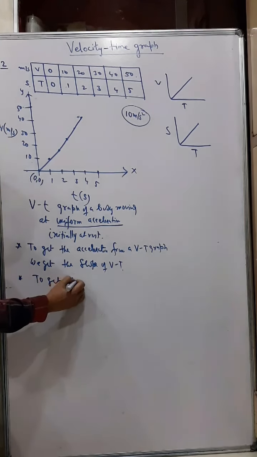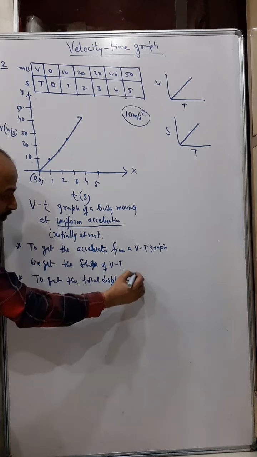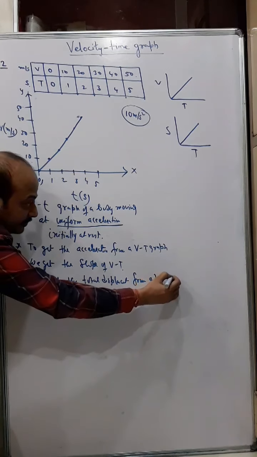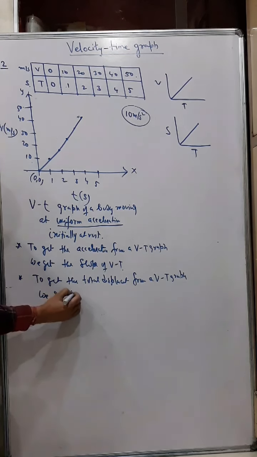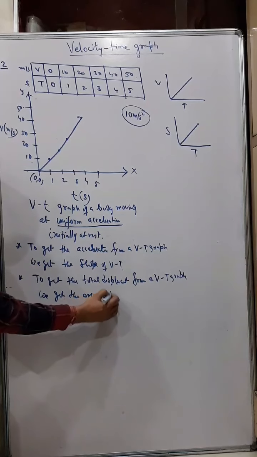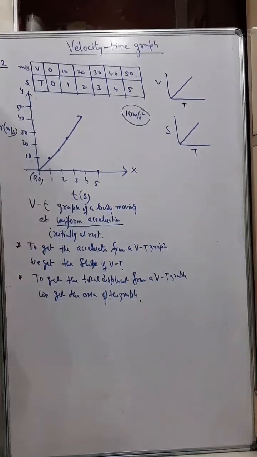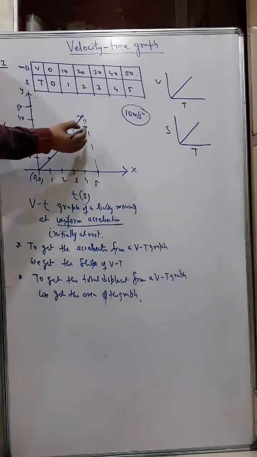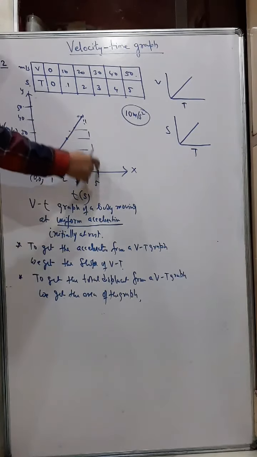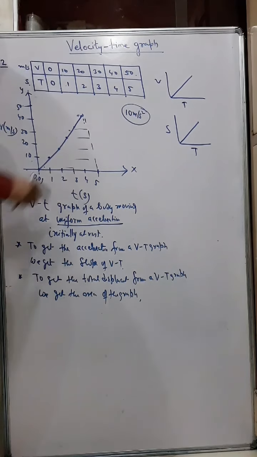And also, to get the total displacement from a VT graph, we get the area of the graph. So whatever shape the graph have, in this case it is a right angle triangle, you can see it is a right angle triangle. So I'll get the area of this triangle. So area of this triangle is half base into height. So I'll get the displacement. And if I get the slope of this graph, then I get the acceleration. Okay, I'll show you this.